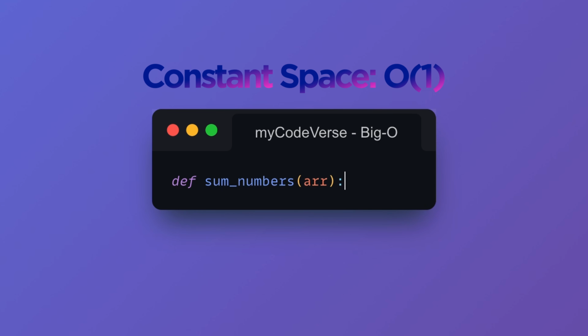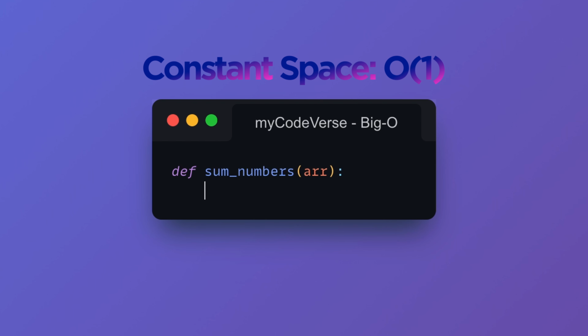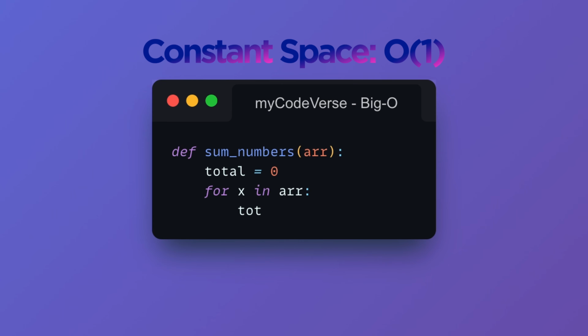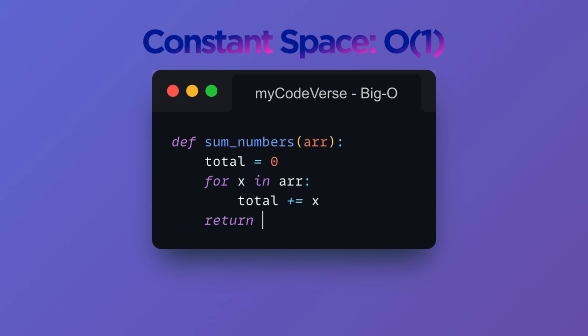This function takes an array. Inside it, we create one variable. That's just one variable. Now we loop through the array and return the result. Now pause. Yes, we loop through the array, but we never create a new list. We never store extra data proportional to input size. We only use total, and that variable stays one variable, no matter how large the input is.